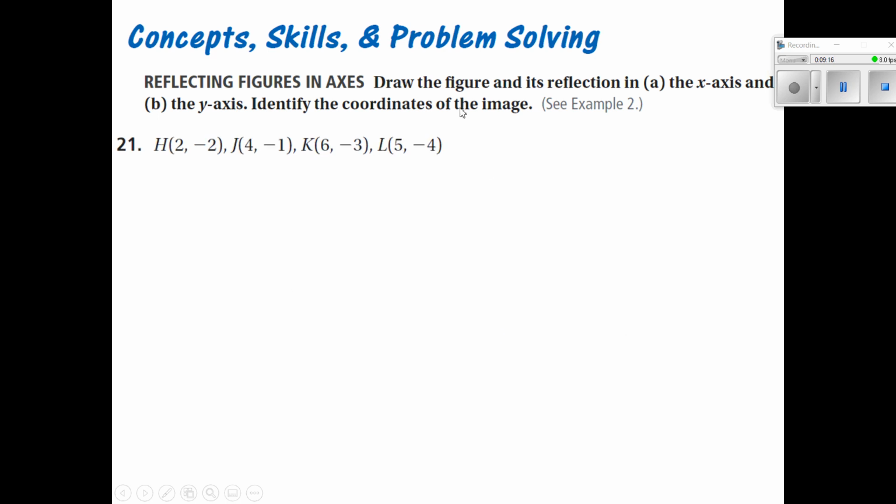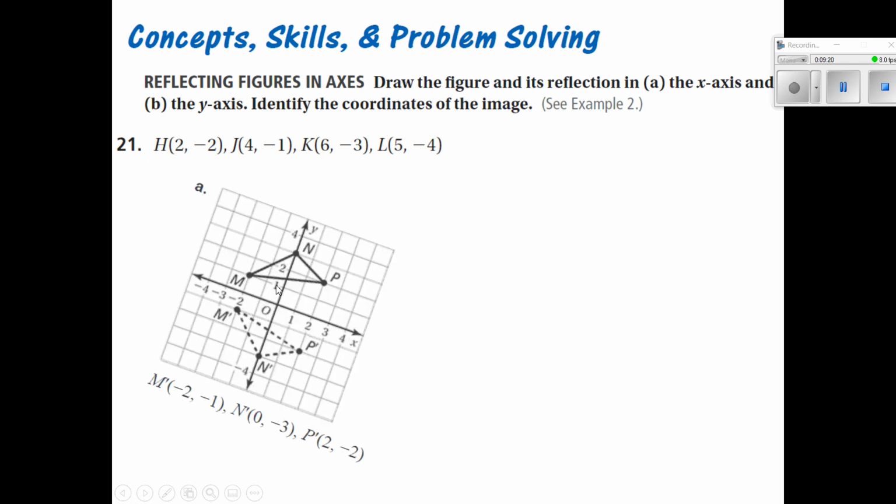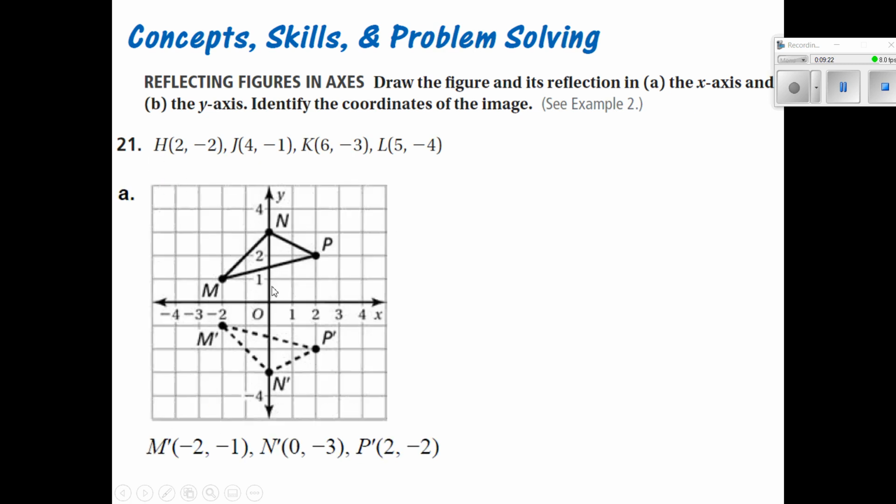Here's 21. Draw the figure and its reflection across the X and Y. Well, if I'm drawing it across the X, remember this is 2 and negative 2. So 2 and negative 2 would be P. And I'm not sure why they're labeling this H. So this should be H. J over here should be 4 and 1. So you would have, let's see, 4 and negative 1, excuse me.